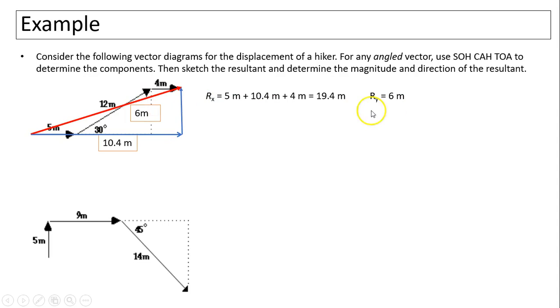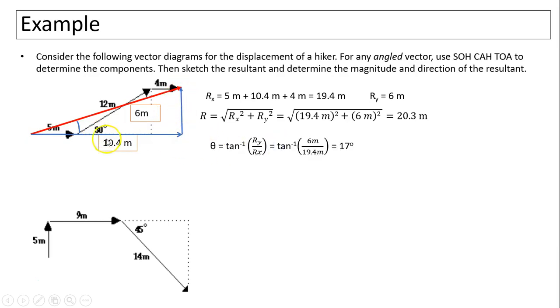You'll have the x and the y. Now you can use the Pythagorean theorem to find the length of the resultant. After that, you can find the angle. The angle is at the tail of the resultant, so you use inverse tan of the opposite over adjacent. In this case, opposite is 6 and adjacent is 19.4. You'll have 17 degrees.